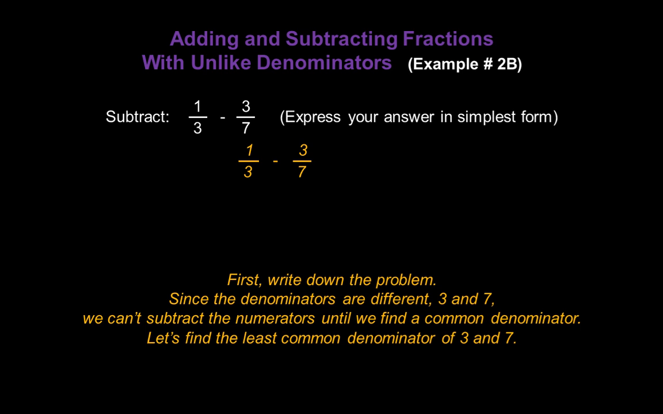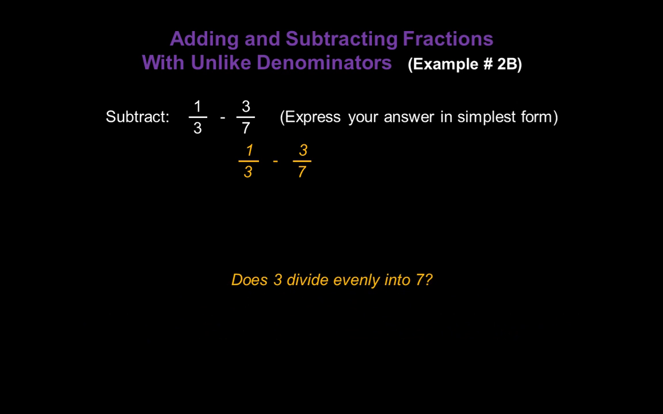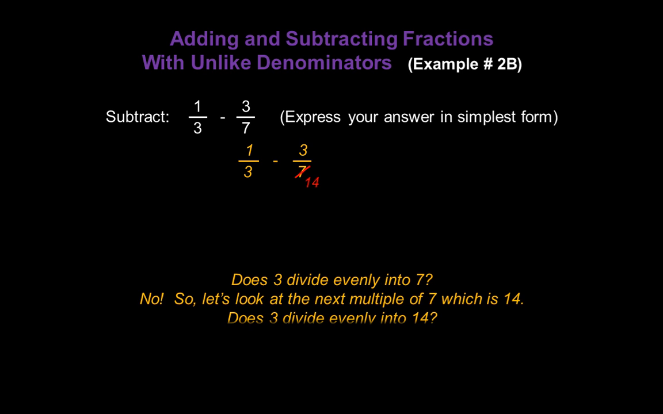Now, let's find the least common denominator of 3 and 7. Does 3 divide evenly into 7, the smaller number into the larger number? The answer is no. So here's what we're going to do. Now we're going to look at the next multiple of the larger number, the 7, which is 14. So we're going to turn 7 into a 14. Now, does 3 divide evenly into 14? Again, no it doesn't. So let's look at the next multiple of 7.